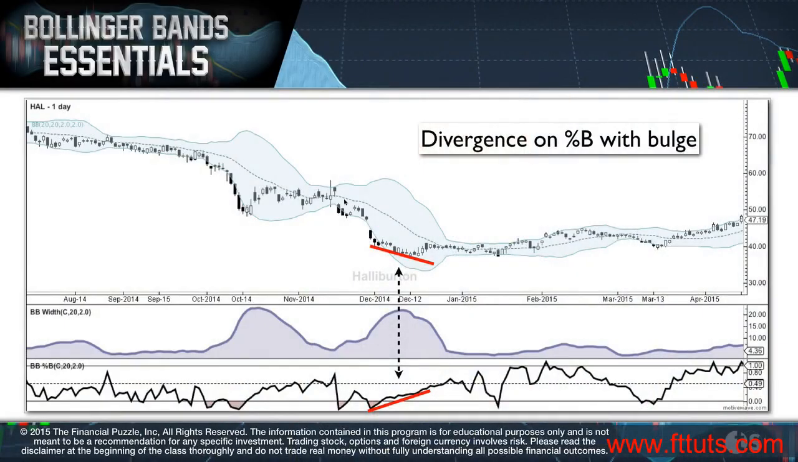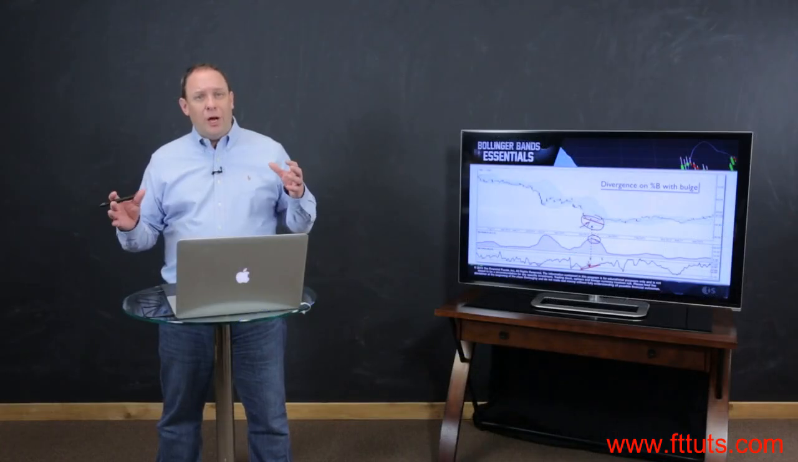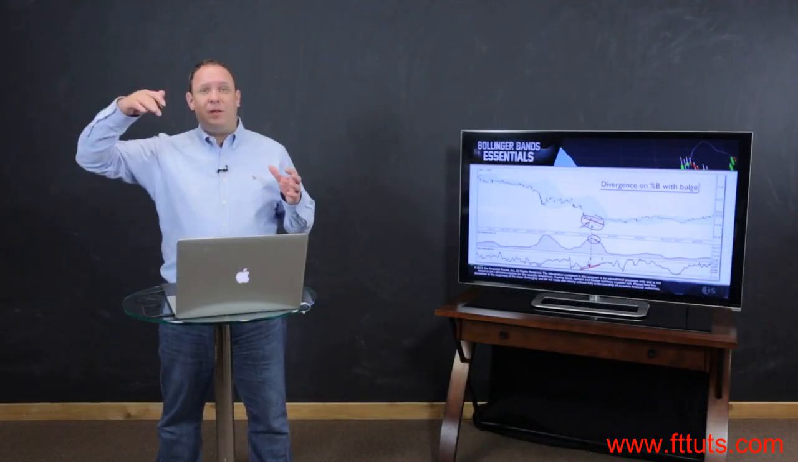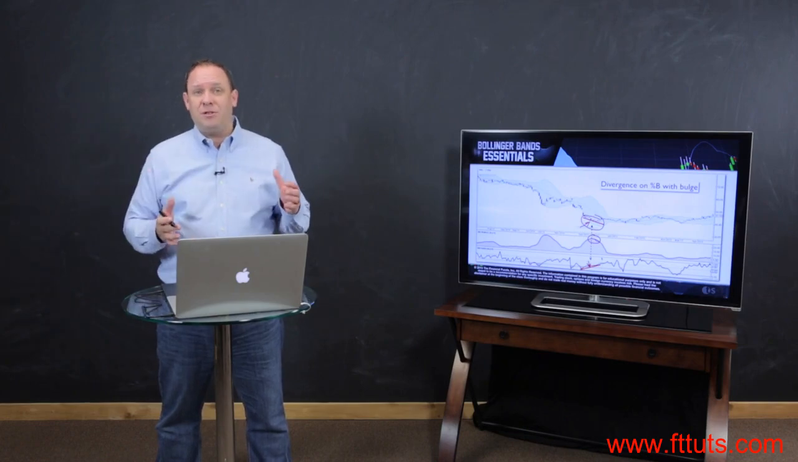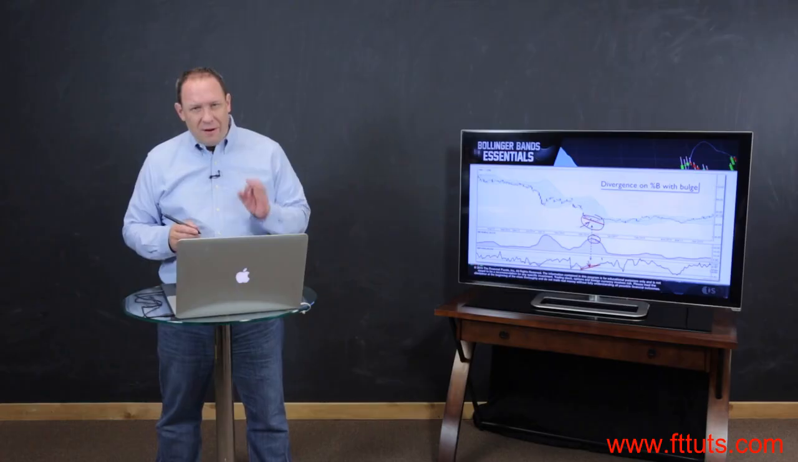So let's take a look here at this Halliburton trade, and let's add now the percent B with that bulge. And notice what's happened. So you've got your bandwidth, it's starting to come down. You've got the stock starting to slow down, it's starting to go sideways. And look, we've got lower lows and higher lows. There's your bullish divergence. This happens so frequently. You get a bulge and your bandwidth shoots up, then as your bandwidth starts to come down, you get that divergence. It is a very, very valuable signal.